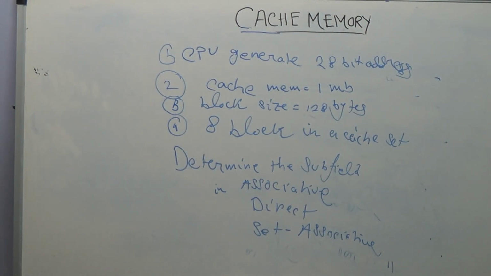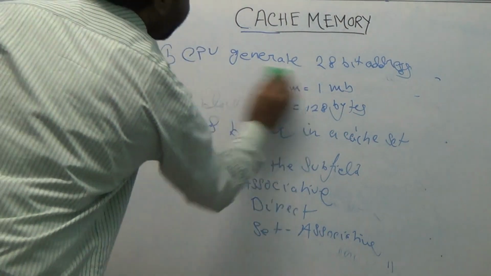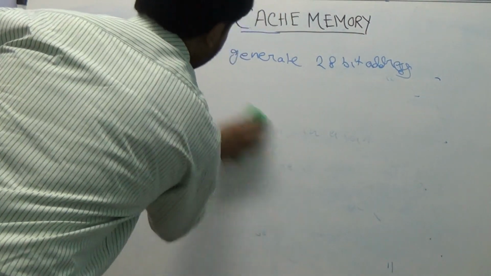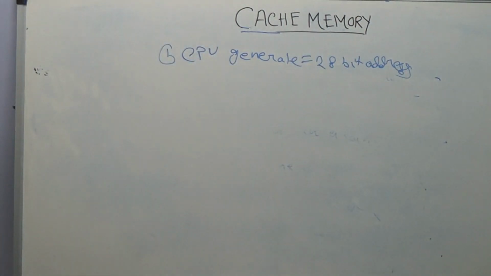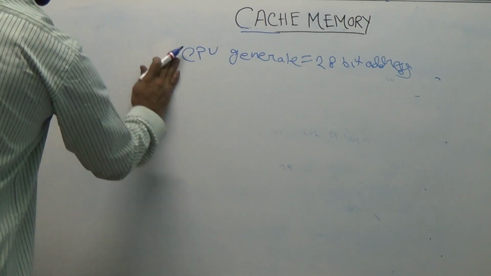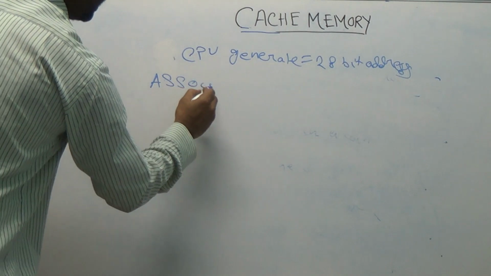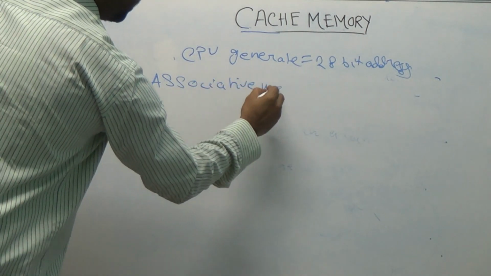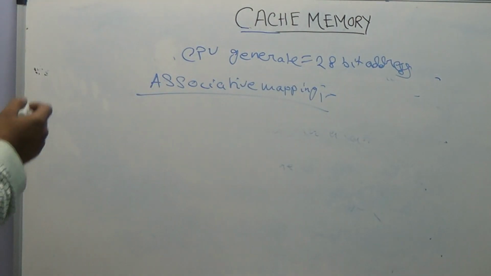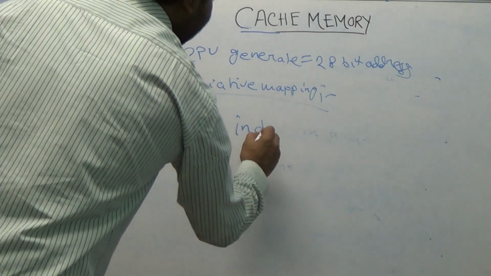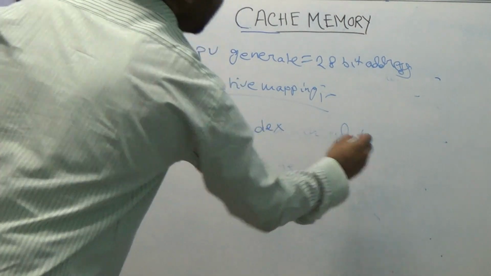To find out the solution, first we have to write down how many bits of address the CPU generates. CPU generates 20 bits of address. Next, in case of associative mapping technique, there are two fields. One field is known as index, another field is known as data.